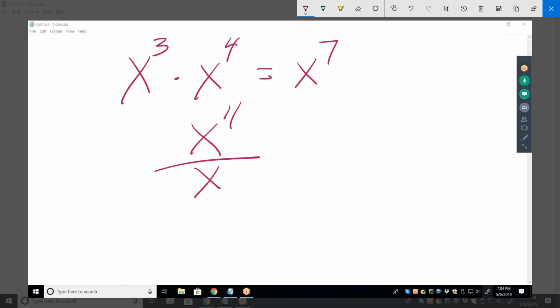Let me just test you here, since you had a little bit of a problem with that. What's that? X to the 7th. What's that? It's X to the 11th. No, you gotta subtract the exponents. So X to the 10th? Yeah, because there's a hidden 1 right there. Right. Okay.